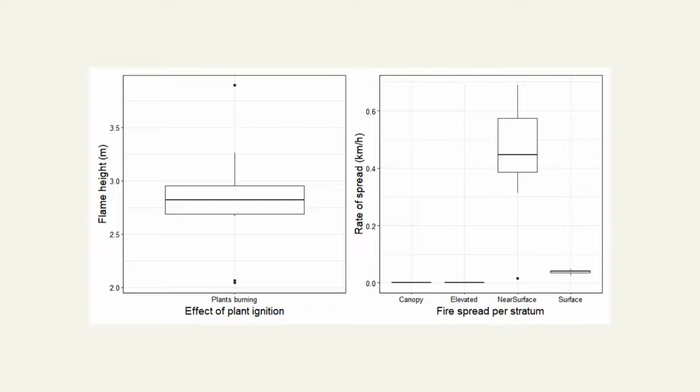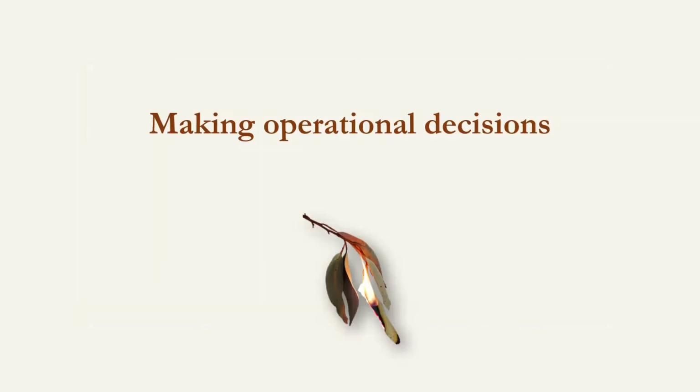Fire spread, however, did not occur in the elevated or canopy strata. Even though elevated plants were burning, fire did not spread between plants there, so it didn't adjust the rate of spread. The rate of spread was increased in this instance by fire spreading through near-surface plants, where it spread considerably faster than through the surface litter. Surface litter fire spread was slow, as predicted by the model of Dr. Neil Burrows.